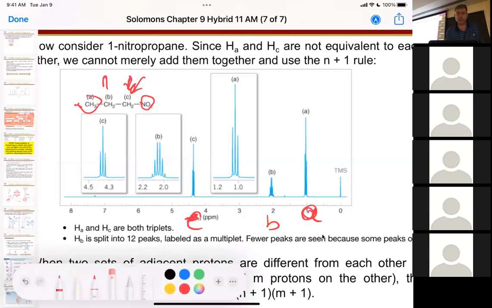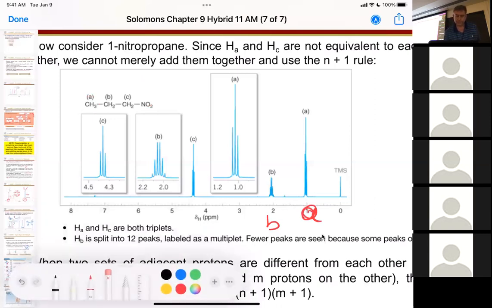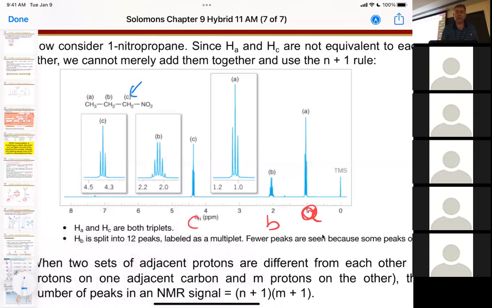Now let's assign our integrations, okay? Now that we know those peaks are there, we're going to look at our integrations. And now we're going to do our integrations in blue here. There should be 2 on this peak because we have 2 hydrogens. There should be 2 on this peak, and there should be 3 on this. So our integration should be 2, 2, and 3.